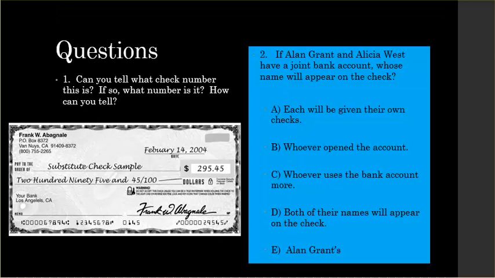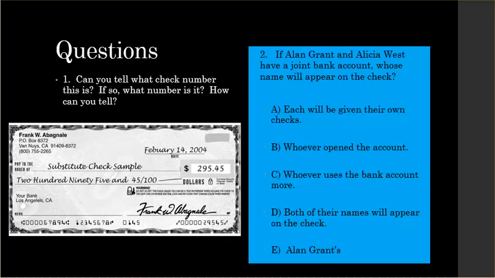Questions. Number 1. Can you tell what check number this is? If so, what number is it? How can you tell? Number 2. If Alan Grant and Alicia West have a joint bank account, whose name will appear on the check?